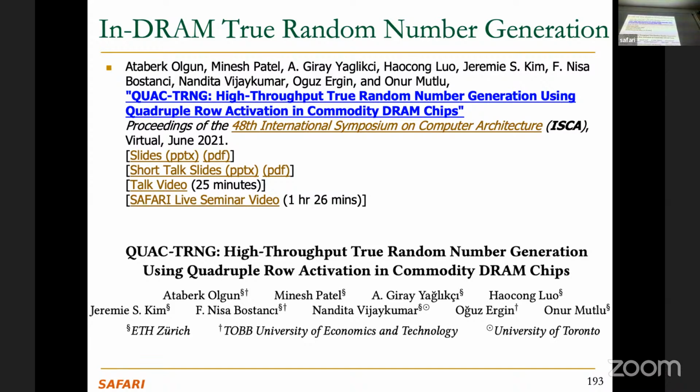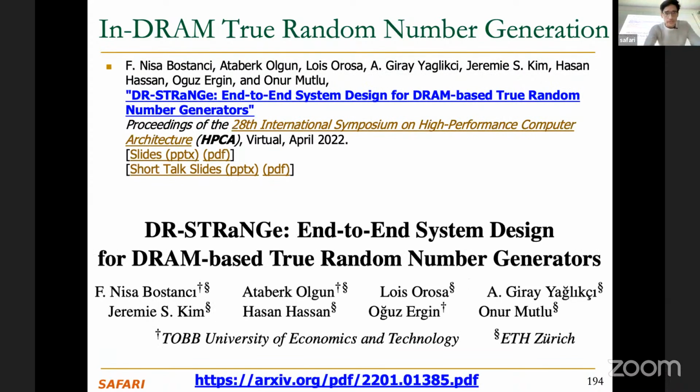In reality, they showed it for real chips. You can activate 4 rows at the same time by violating the internal DRAM timing parameters, and this way generate random numbers. This other paper, the D-RaNGe, Dr. Strange, presented an end-to-end system for true random number generation.